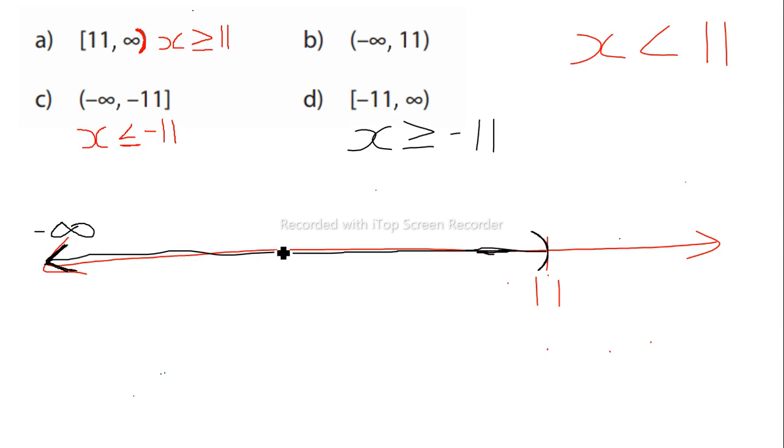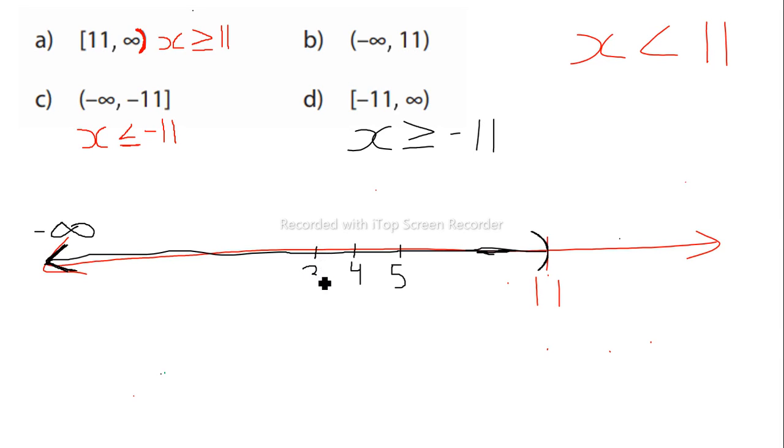And so let's think about it. Any number in here is going to be less than 11. Think about it. So we start at 11, we get smaller and smaller and smaller. So numbers like 5, numbers like, sorry, positive 4. Numbers like 3.